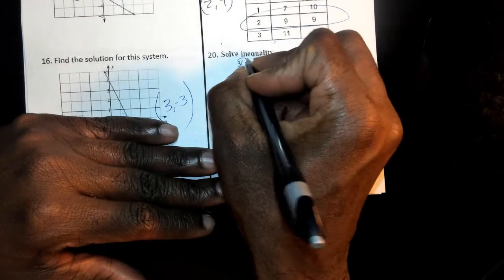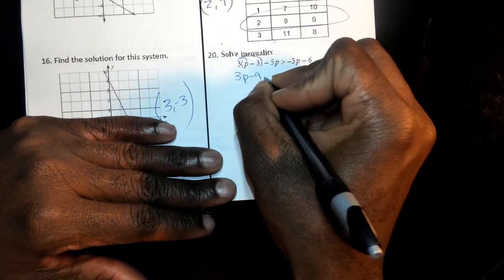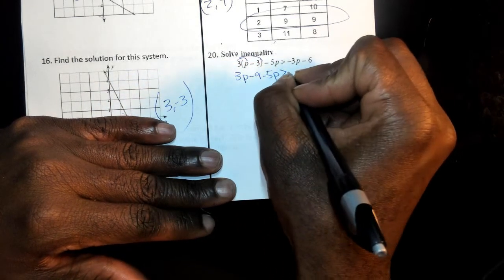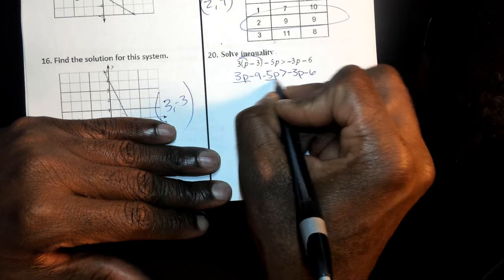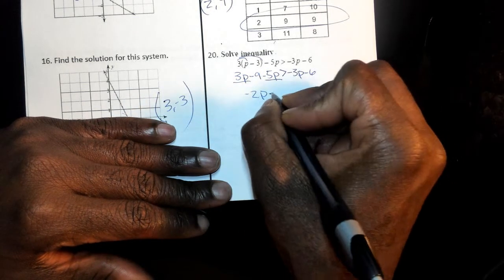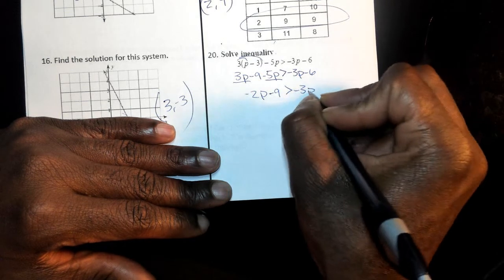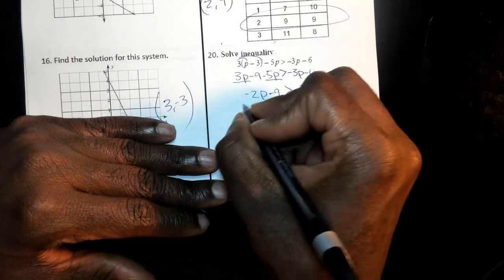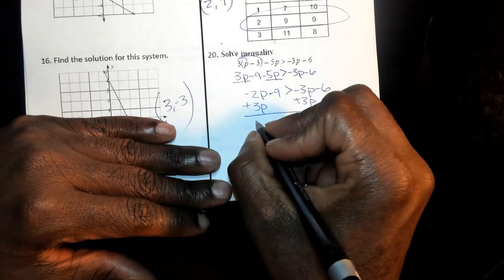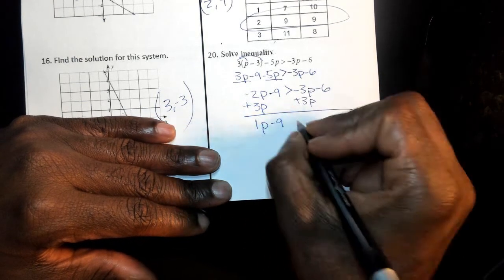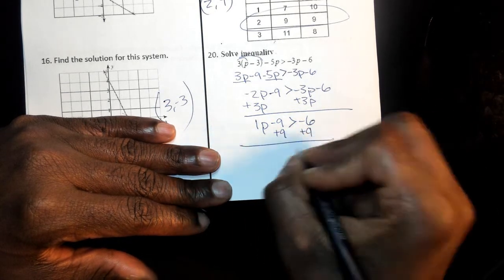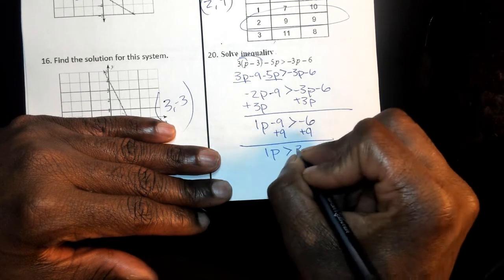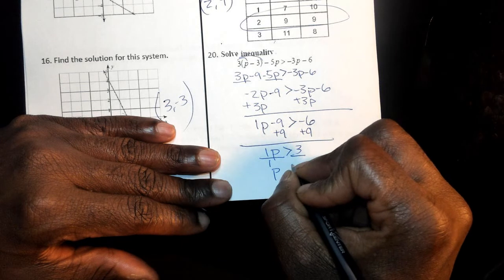Solving the inequality. Distribute: 3p minus 9 minus 5p on the left, and 3p minus 6 on the right. Combine like terms: 3p, negative 5p, negative 2p, minus 9, is greater than 3p minus 6. Gonna add 3p to both sides. You're gonna add them together, you're gonna get 1p minus 9 is greater than negative 6. You add 9 to both sides and you're gonna get 1p is greater than 3. You're gonna divide by 1, it's gonna stay the same. Rah!